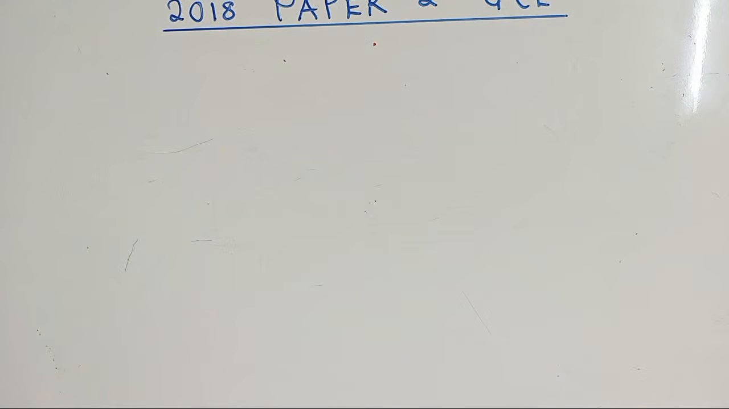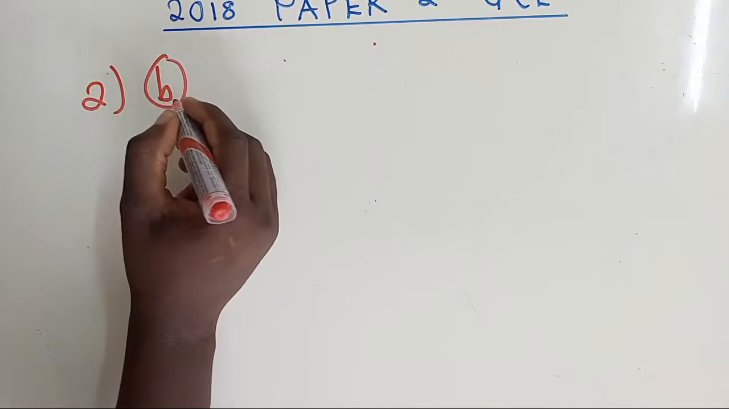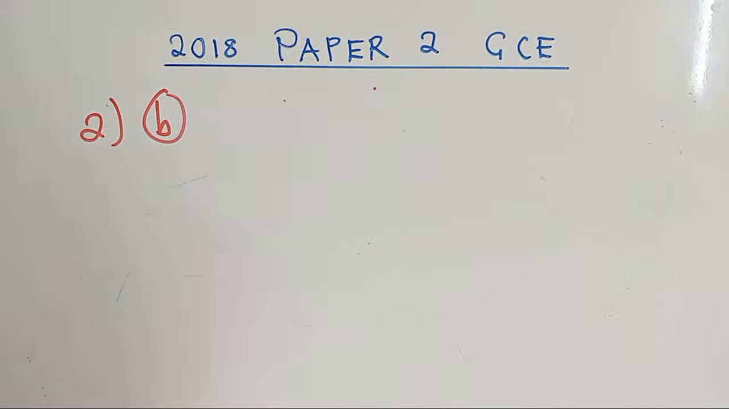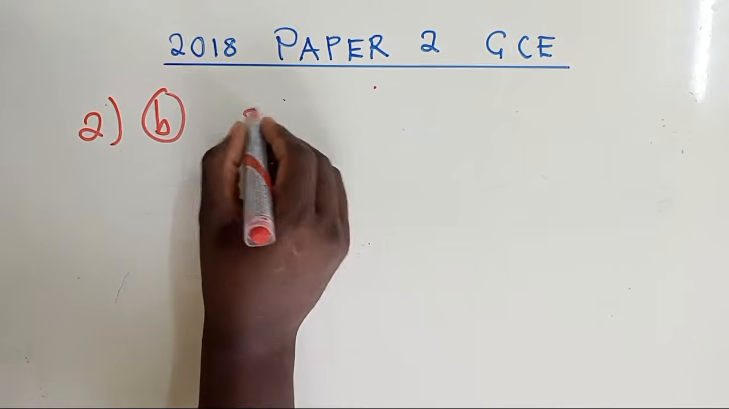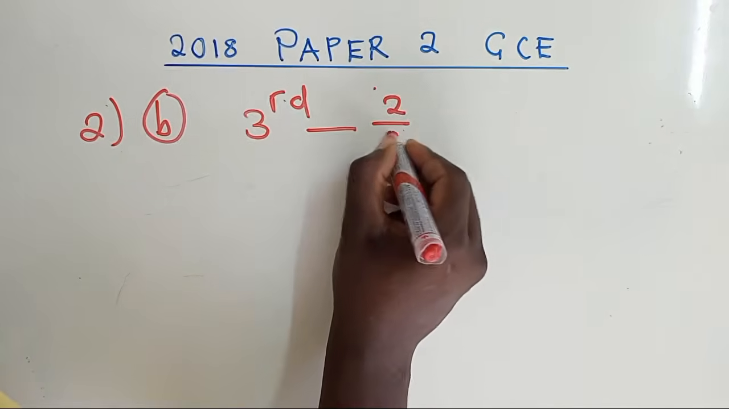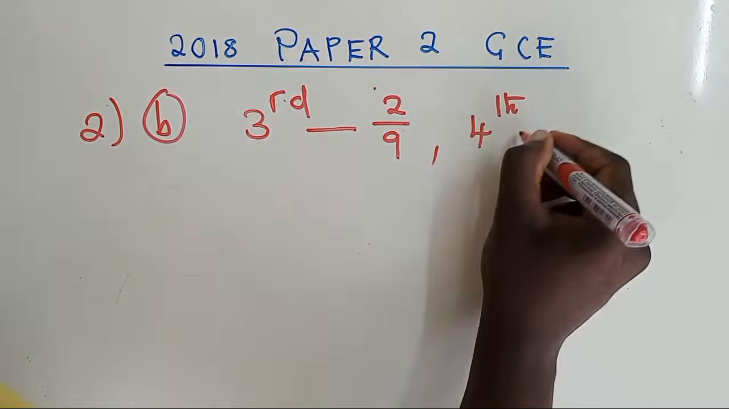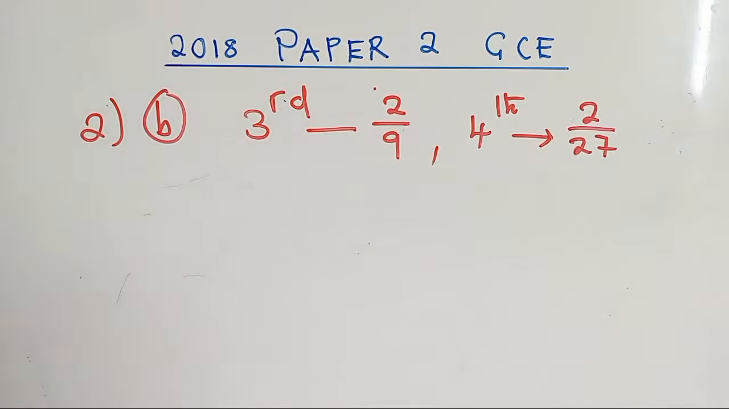So this question is under geometric progression. So this is question 2B. So for question 2B, the question reads, in a geometric progression, the third term is 2 over 9, and the fourth term is 2 over 27. Find the first term and the common ratio.